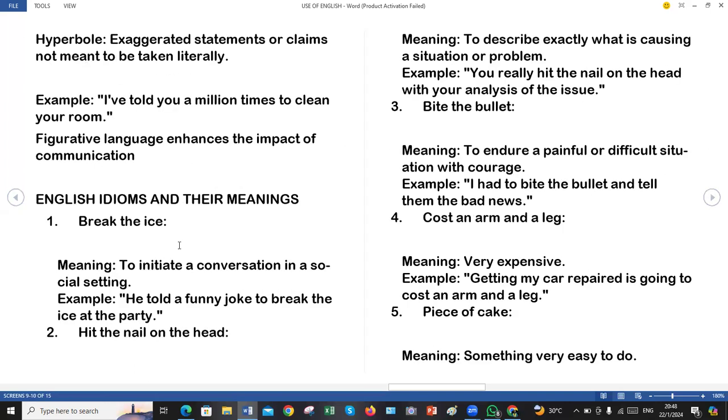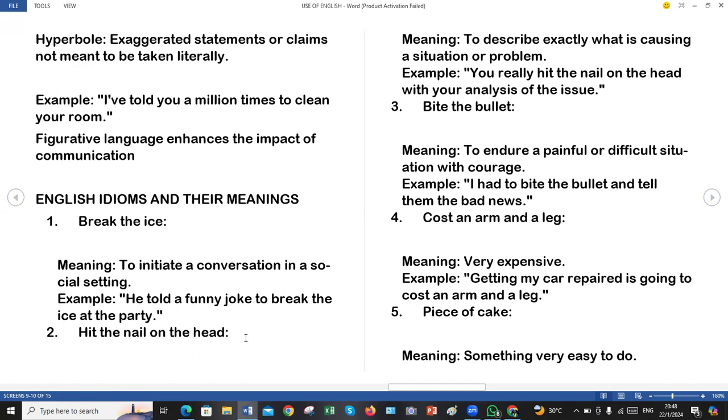So here are general English idioms and their meanings, okay? I think I got up to 10 or 15. Number one, break the ice. To break the ice means to initiate a conversation in a social setting. Maybe you went to a party and everywhere is so quiet, so you can use the idiom break the ice. Example: he told a funny joke to break the ice at the party.